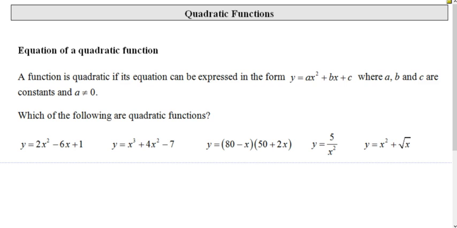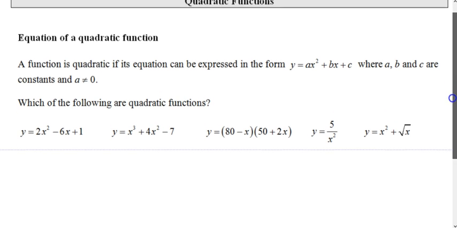All right, quadratic functions. So we are going to start with the equation of a quadratic function. A function is quadratic if its equation can be expressed in the form y equals ax squared plus bx plus c. A, b, and c are constants or real numbers, and a is not equal to 0. So why is a not 0? Or what would be bad if a were 0? It wouldn't be a quadratic, right? We wouldn't have that second power.